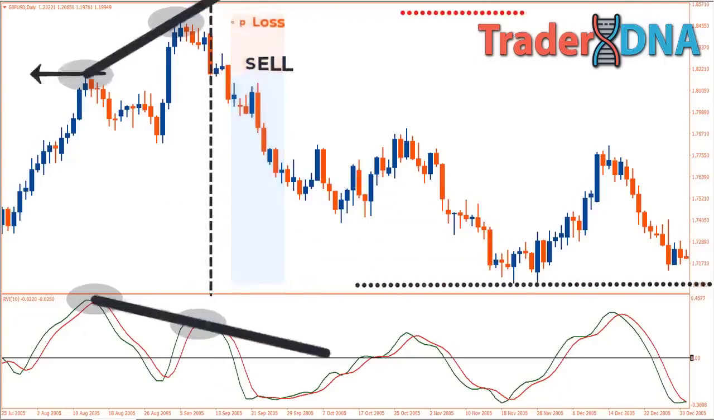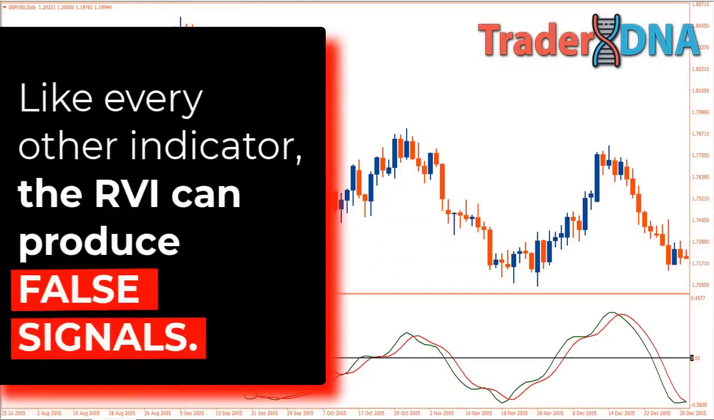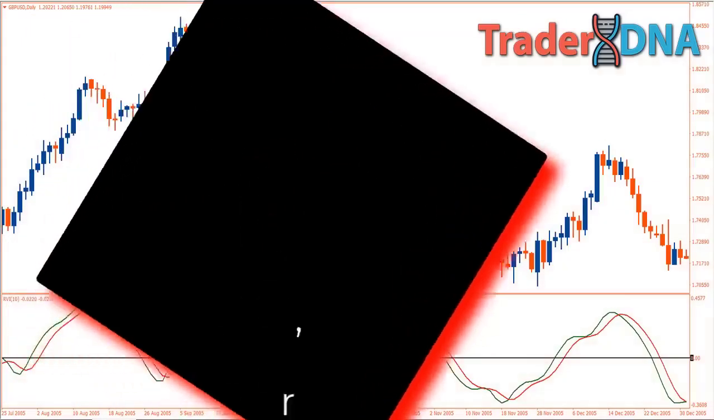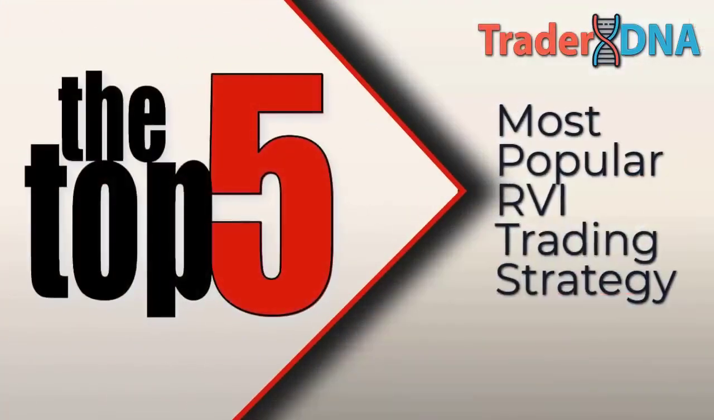Just like any other indicator, the RVI can sometimes give false signals. That's why it's a good idea to use it alongside other trading tools to make sure you don't get fooled. Since there's a risk of false signals, I'm going to share 5 trading strategies that use the RVI. So, here are 5 trading strategies that use the RVI trading indicator.